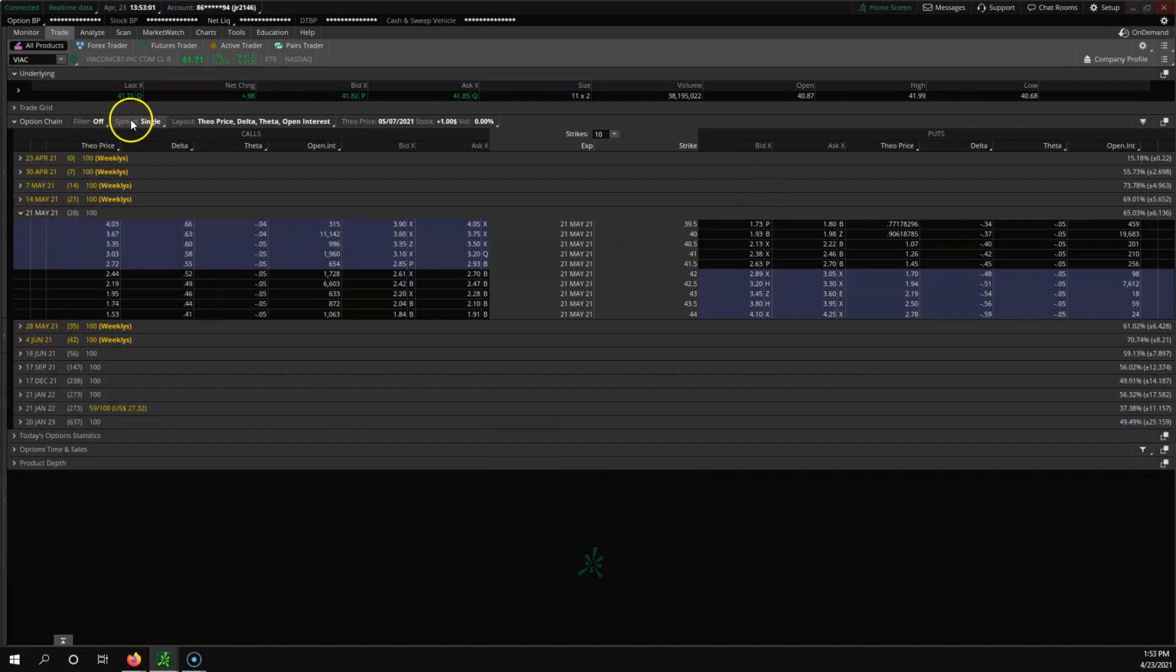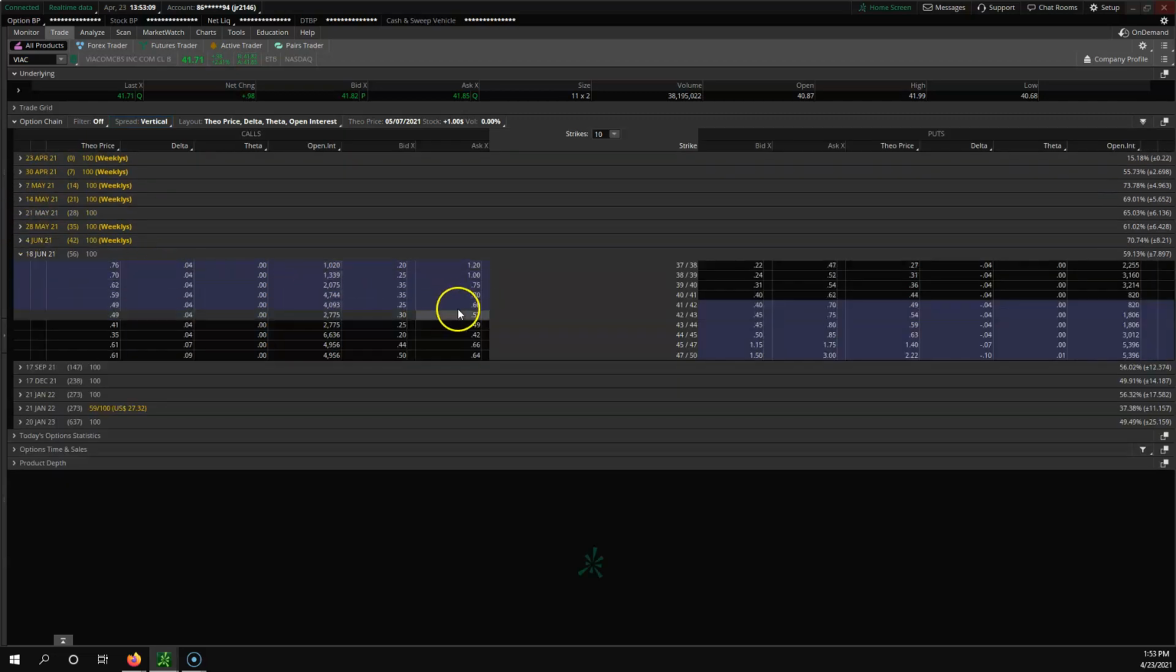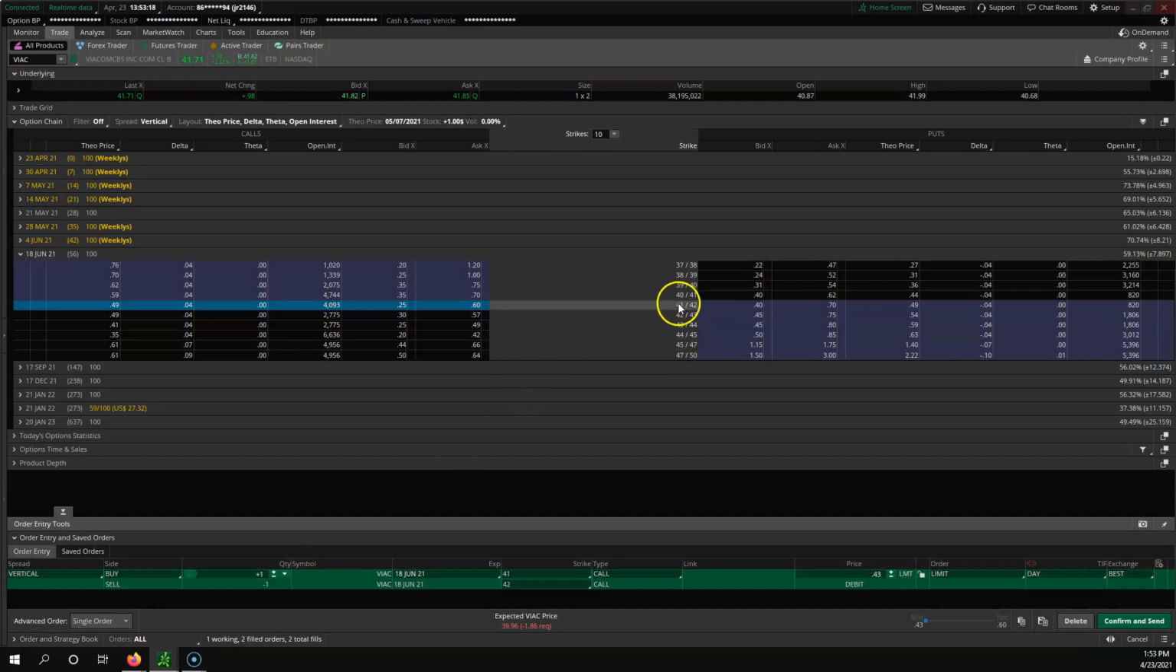So let's look over here. We'll go back to Viacom. Okay, let's look at the vertical. And let's actually go out to June. Okay, and let's look at the 41-42 call spread. With the 41-42 call spread, we are going to pay 43 cents for it. And what we're doing is we're buying the 41 and we're selling the 42.